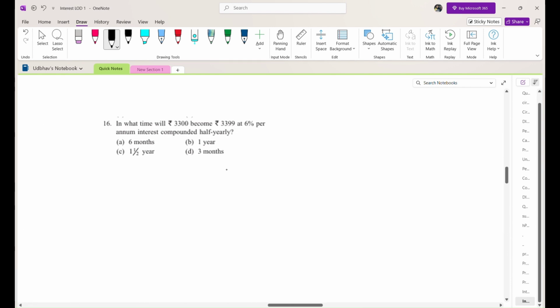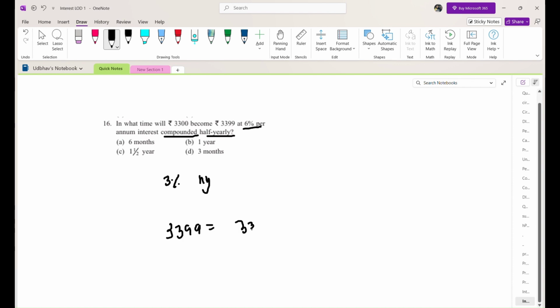In what time will 3300 become 3399 at 6% per annum interest compounded? It is compound interest, but it is compounded half yearly. But this is given 6% per annum. So for half year, we will be getting 3% half yearly. So we can just use the formula here.